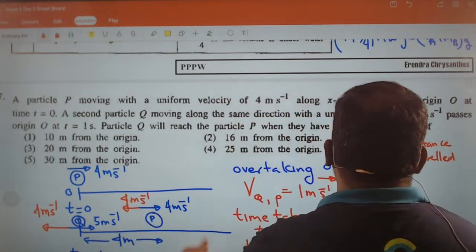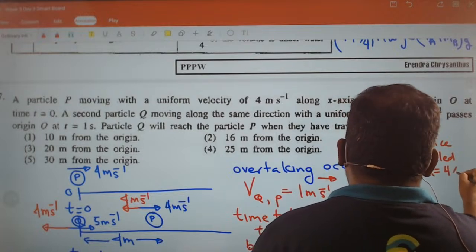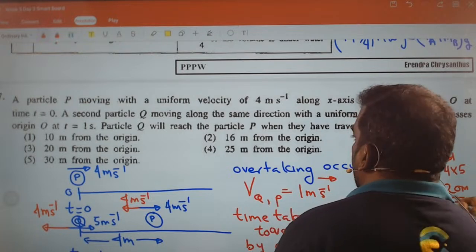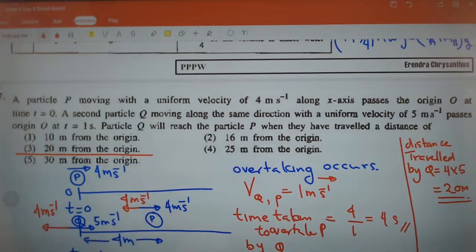If you take 5 times 4, the distance traveled by Q is 4 seconds times 5 meters per second. What's the distance traveled? 20 meters. 20 meters from the origin.